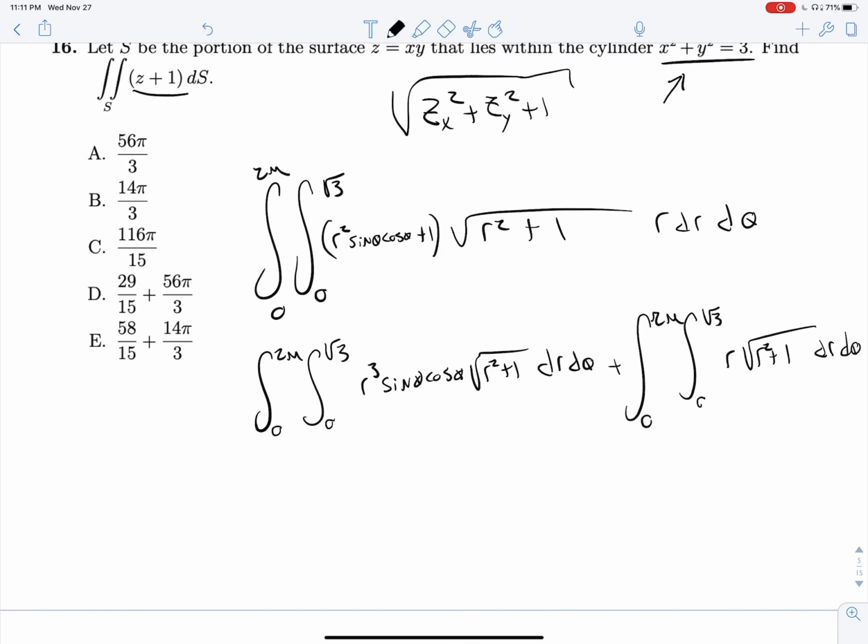So let's reorder this integration, which we can do without messing anything up, and let's just take a look at the inside integral with all of our constants moved out. So you'll see what I mean. So we can rearrange this as the integral from 0 to root 3 of r cubed root r squared plus 1 dr times the integral from 0 to 2 pi of sine theta cosine theta d theta.